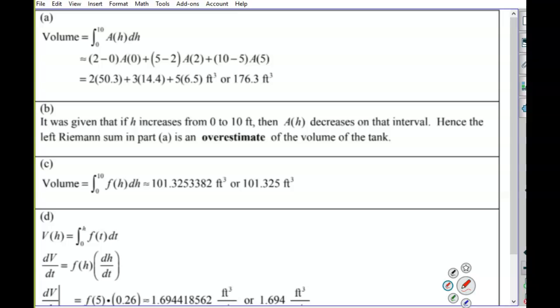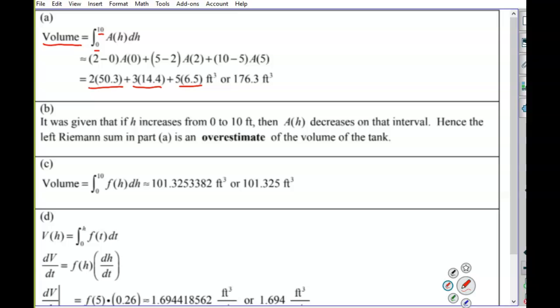One of the things you should do is they ask you to approximate the volume. Well, you should write this part right here. Volume is the integral from the start to the finish, so from 0 to 10, of the function A of h, dh. So you should write that, and then here is, I don't think I would write this step, I would write this step right here. That's the area of the first box, second box, third box.